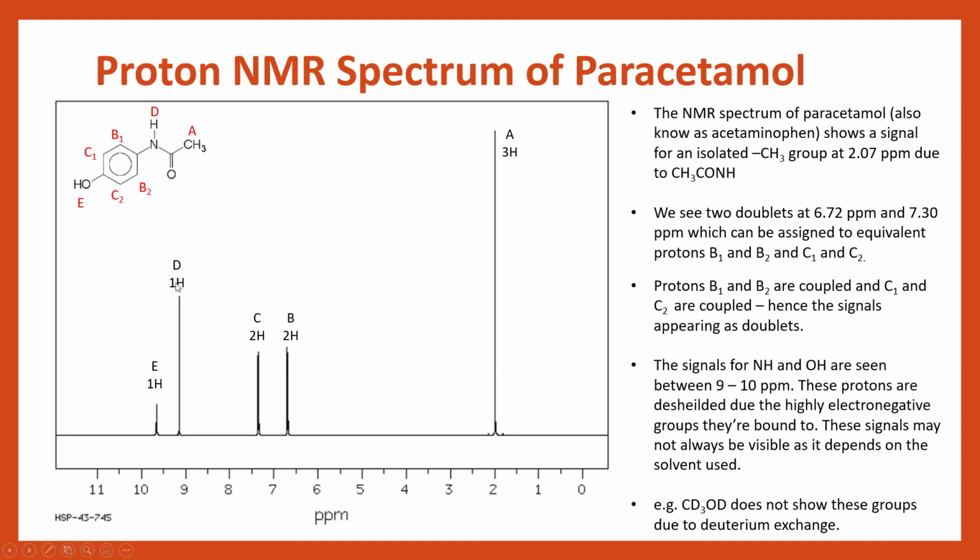These peaks do not always appear. It depends heavily on the solvent that you've chosen to run. For example, if we used CD3OD, so if we had methanol here, we would find that these groups don't appear at all because you get a deuterium exchange. We'd see our methanol peak, but we would not see these groups. So depending on the solvent, they may or may not be present.